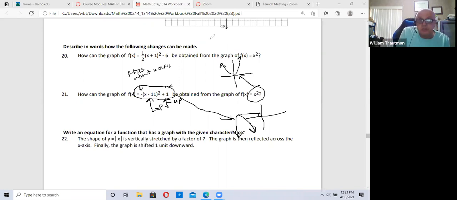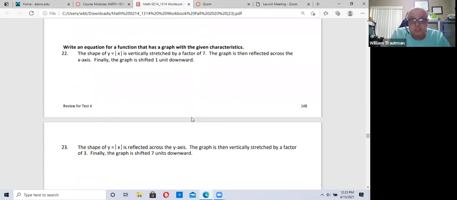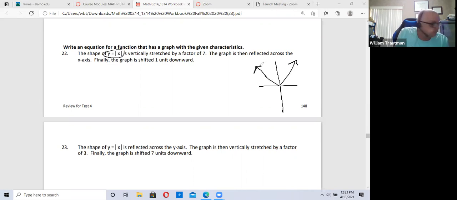All right, let's look at 22. There are quite a few of these transformations on this test. I think there's like 5 or 6 of them. So this is an absolute value graph. This is what an absolute value graph looks like. And we want to stretch it by a factor of 7. Stretching it by a factor of 7 means you just put a 7 in front. That's the a, that makes it skinnier. You take the ends and stretch it up.